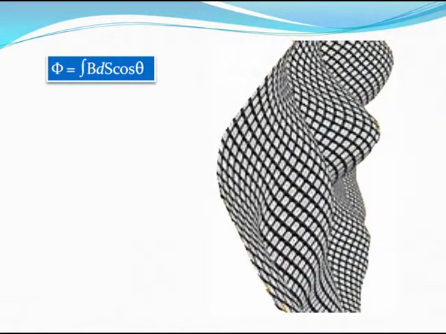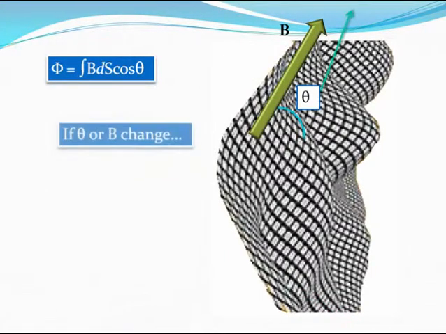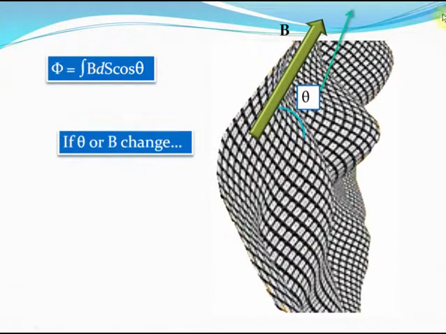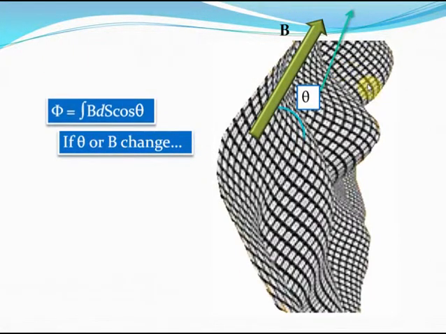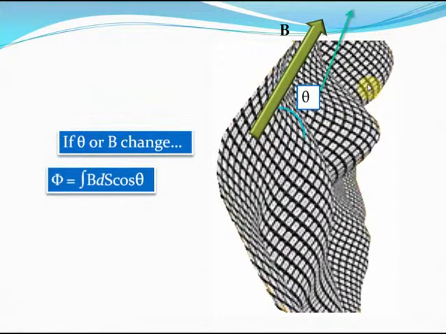If for some reason, however, θ is not constant, or if for some reason B is not constant, in that case you will have to use the formula φ equals the integral of B dS cos θ. As you can see in this figure, dS keeps on changing. That's because the direction of the area vector keeps on changing here. It's an undulating surface. So in all general cases, you must use the formula φ equals the integral of B dS cos θ.